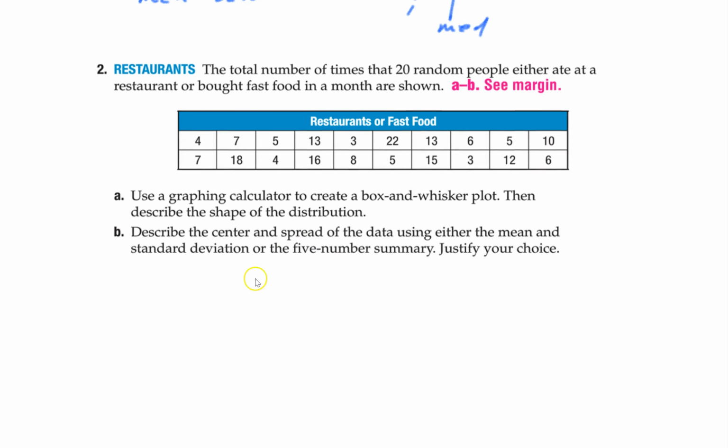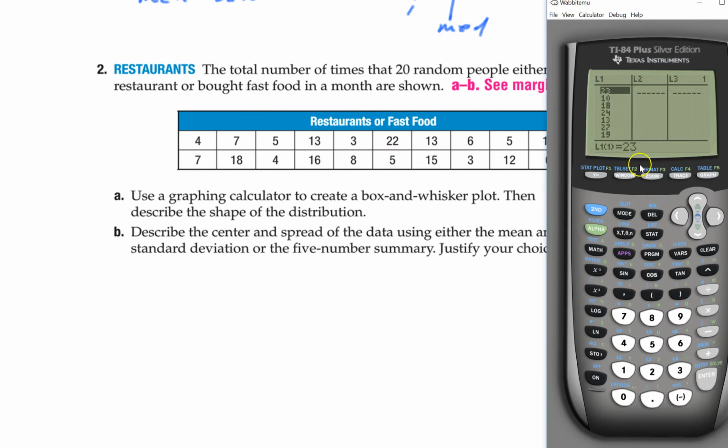Let's do this one. The total number of times 20 random people either ate at a restaurant or bought fast food in a month are shown below. And then we're going to do a box and whisker plot this time. So I'm going to put the data in my calculator once again. Stat, edit. Now remember, if I want to clear this, do not hit delete up here. Hit clear. That clears it. You don't lose your thing. You're all good. Now you put data in. Again, it's all in there.